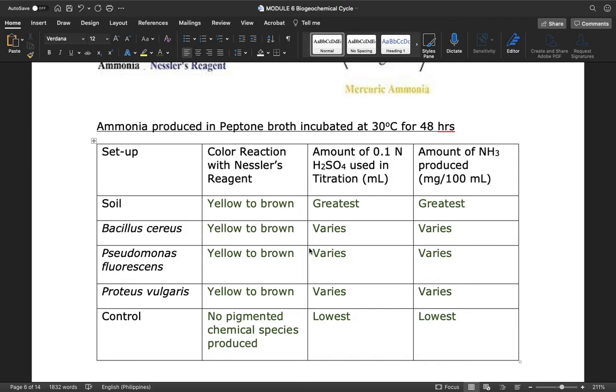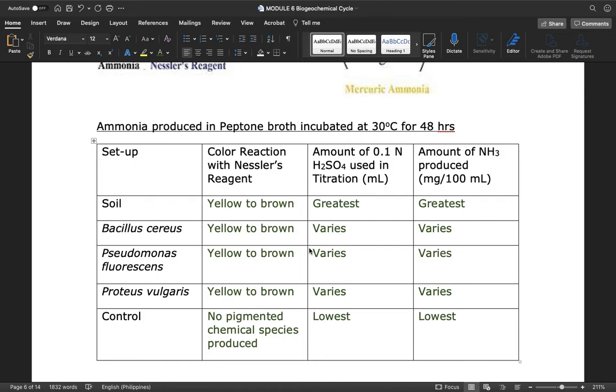the next part is we do titration in order to determine the amount of ammonia produced. In order to do that, the protocol employed 0.1 N H2SO4. So as expected, the soil will of course have the greatest requirement for the acidic chemical to be added so that it can be titrated successfully.